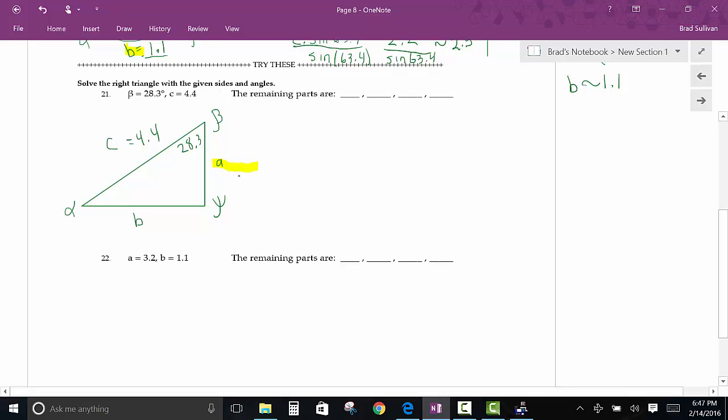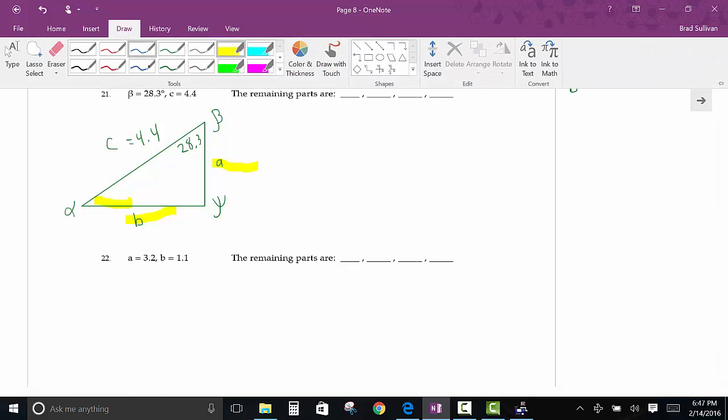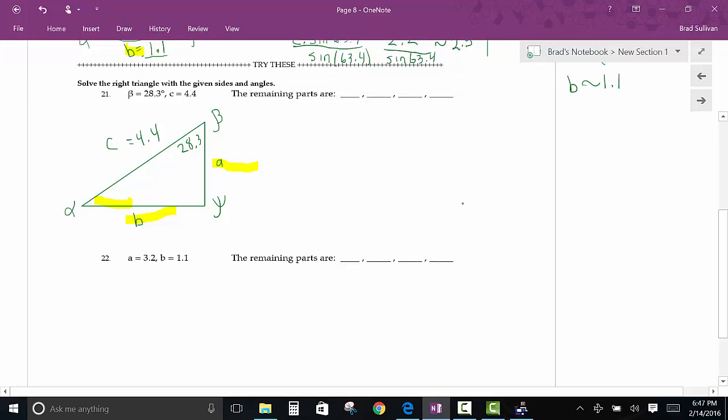We have to find side A, we have to find side B, and we have to find angle A. So we want to get focused on doing that. The first thing is that angle alpha and beta add up to 90, so all you should have done on that is 90 minus 28.3. That will give you the value of alpha.